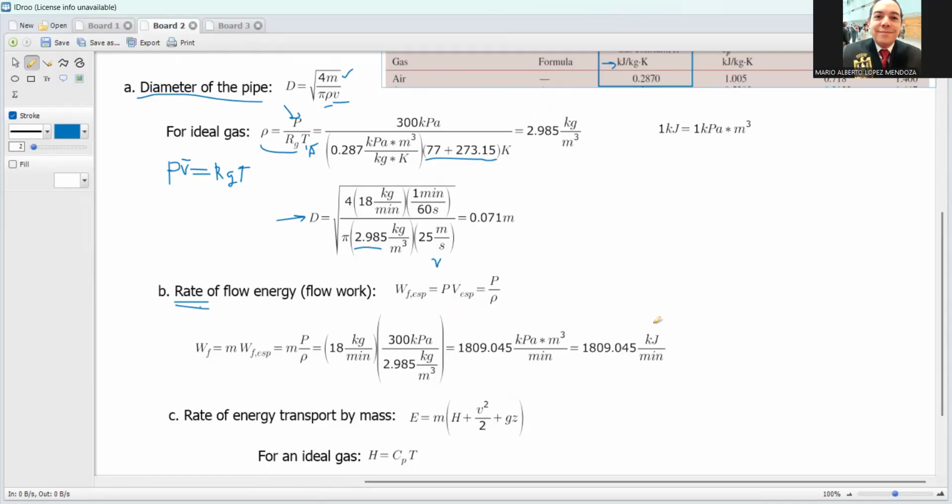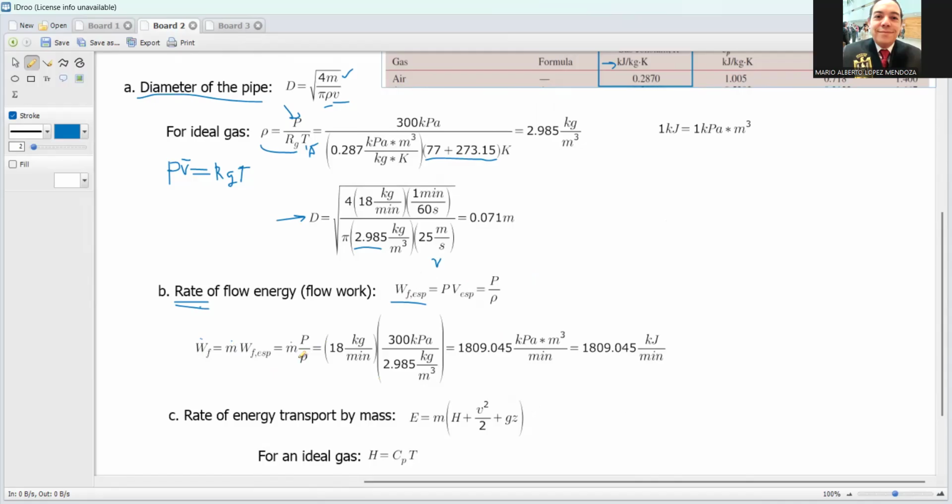So if we do the product of this quantity by the volumetric flow rate, we get a rate of flow energy, or a rate of flow work. It means the quantity of energy which we need to supply per unit time in order to get the fluid in or out across the pipe. So we just need to substitute this previous definition and do the product with the mass flow rate.